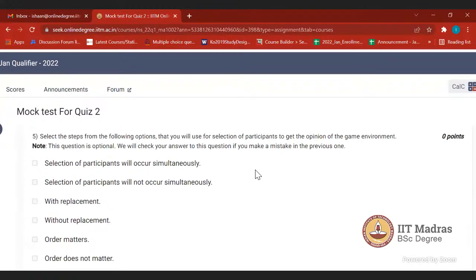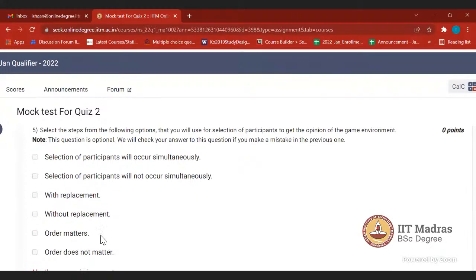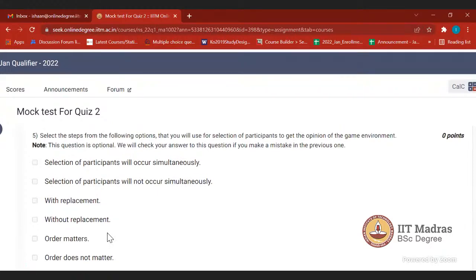Order doesn't matter. If I pick the first participant first and the third participant next, or I pick the third participant first and then the first participant, it doesn't matter. At the end, I have only the first and third participants. So in such cases, order does not matter, because whenever you do a combination, order does not matter.